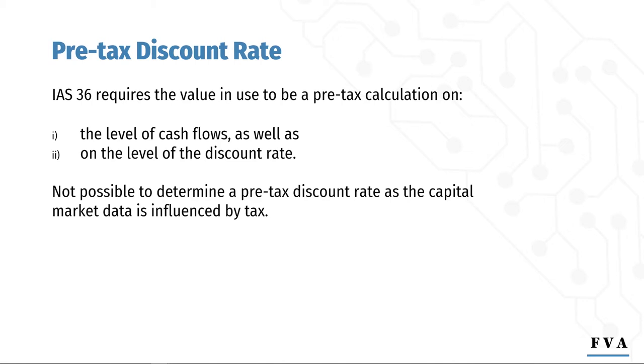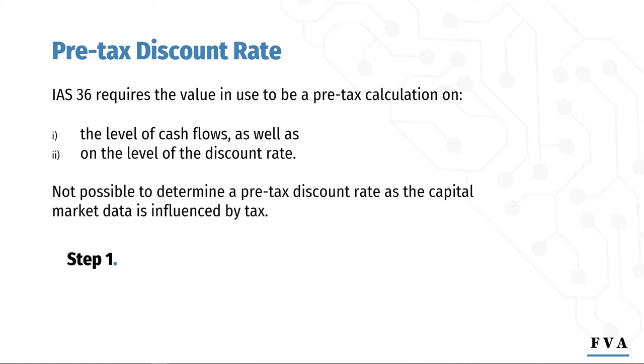So when you calculate WACC or any discount rate, you would obtain beta, obtain the capital structure data of your comparable companies. All of this information is already influenced by tax. So your typical WACC and discount rate is automatically a post-tax calculation. It's automatically a post-tax WACC and a post-tax discount rate. However, IAS 36 specifically requires a pre-tax discount rate. So how do we then adhere to the standards?